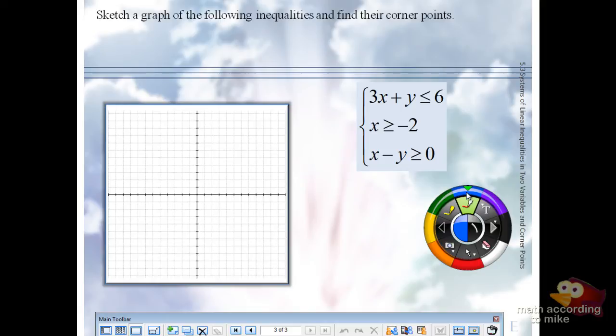Y-intercept. Above or below? Yep. 0, 0 is below the line. 0, 0 makes it true. So we're going to shade below the line.